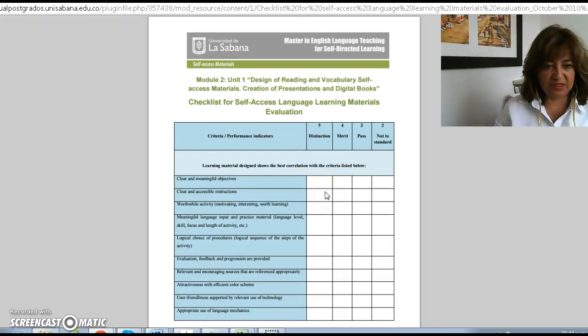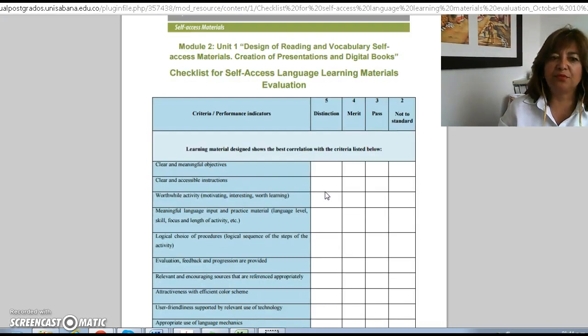The other thing that I want you to keep in mind is the rubric that we're going to use to assess this kind of production. Number one, clear and meaningful learning objectives. So if objectives are not clear, we have problems. That's why there is a recommendation for you to check how to write a good objective. From time to time, we as teachers have problems with the objectives. Be careful with the verbs.